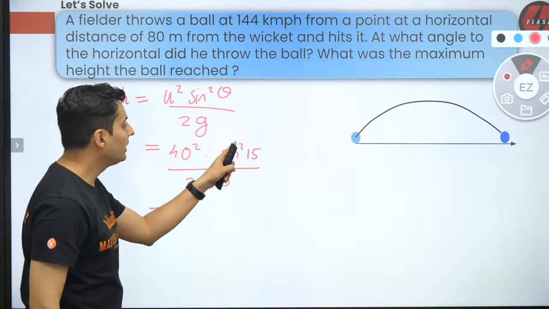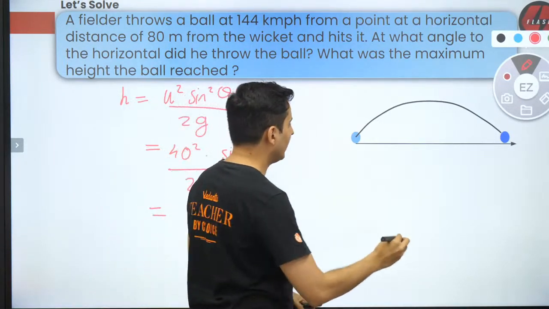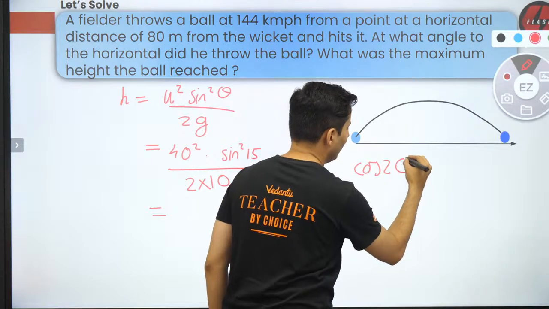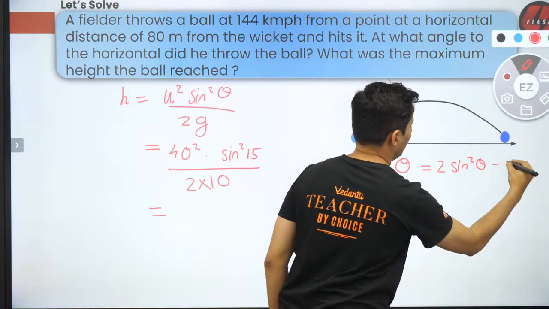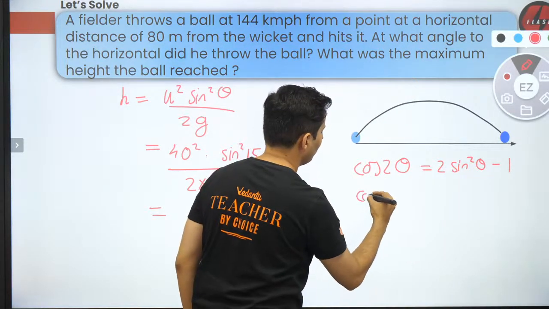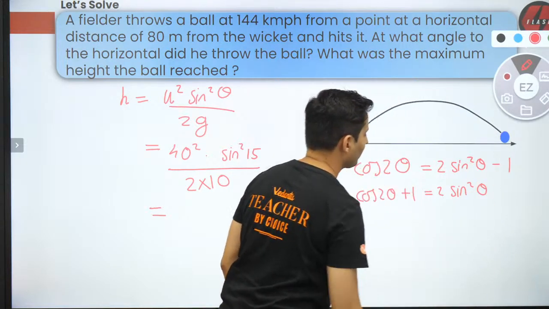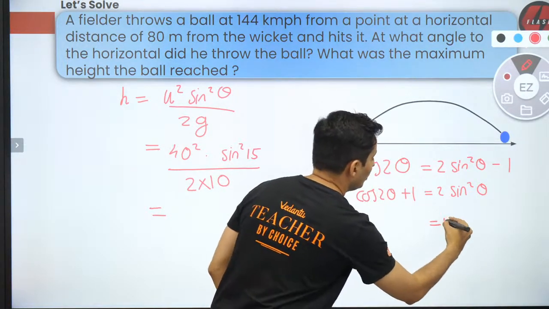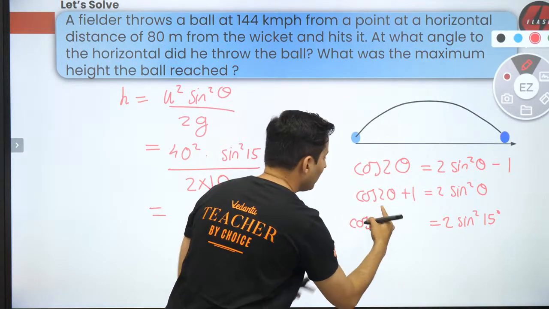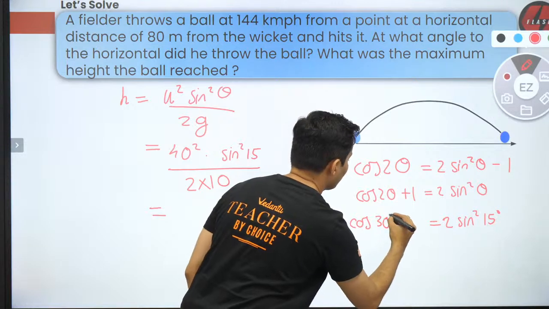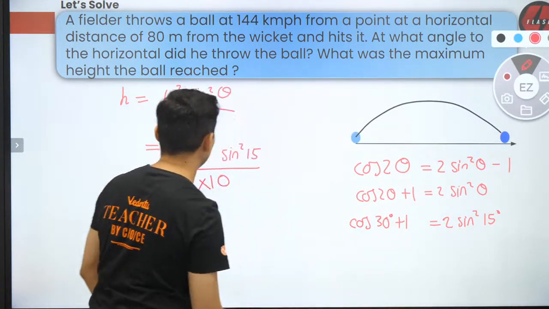Now, you need to know the value of sine 15. Without that, you cannot do. Else, if you do not know, then I'll tell you one formula. You will learn that in maths, or you would have already learned it. Cos 2 theta is 1 minus 2 sine square theta, so it becomes cos 2 theta plus 1 is 2 sine square theta. So hence, think about it. 2 sine square 15 will be cos 2 times of 15. How much is it? Cos 30 plus 1. So you can substitute 2 sine square 15 as cos 30 plus 1.